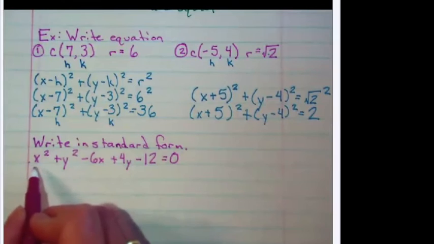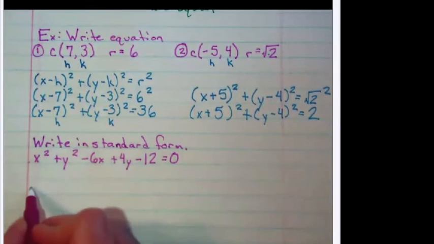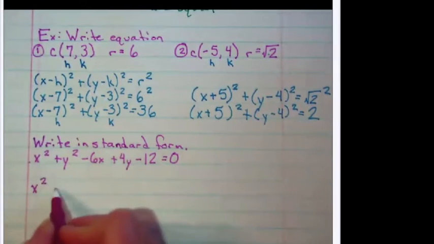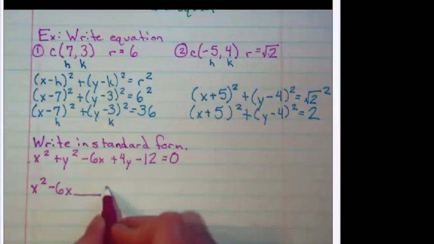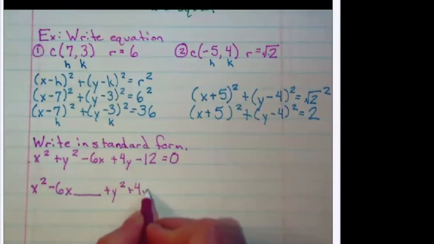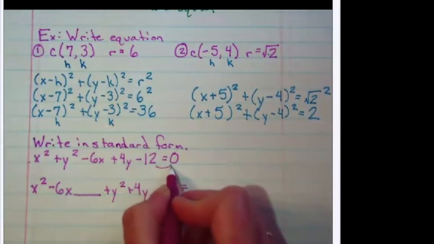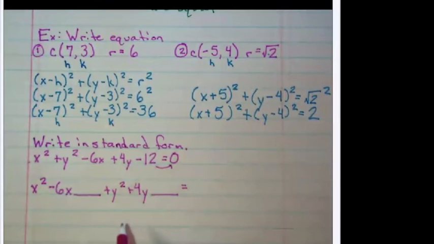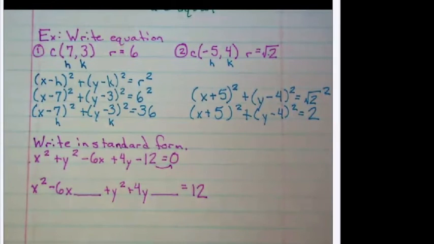Now you guys have done complete the square before, but you may have forgotten. So we're going to put all of the x terms together, all of the y terms together, and then put the other numbers over on the other side. So we've got x squared minus 6x, and I'm going to leave a space, plus y squared plus 4y, leave a space, equals, and I need to move that 12 to the other side. So if I add the 12 over, it's going to be equals 12. Okay, now it's the complete the square part.